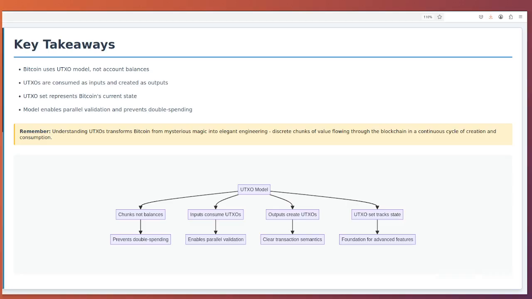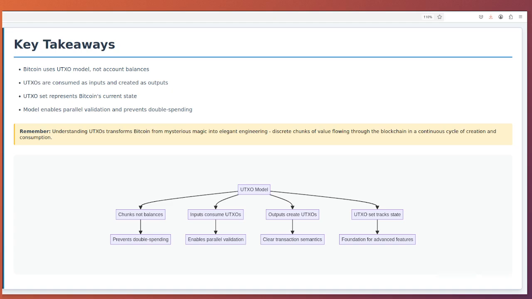The UTXO set represents Bitcoin's current state, all spendable Bitcoin. Every full node maintains this set to validate transactions and prevent double spending. When a UTXO is spent, it is removed from the set forever, making double spending impossible. UTXO management affects privacy, fees, and transaction efficiency. Wallet software handles most of this automatically, but understanding UTXOs helps you use Bitcoin more effectively.